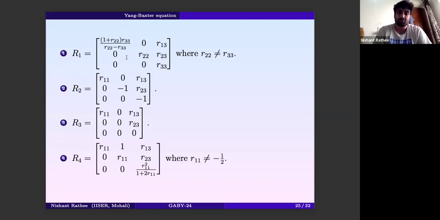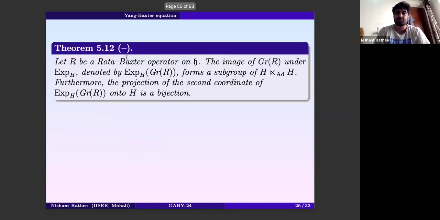Okay. So now we have completed our one task, that we have computed all the Rota-Baxter operators over the Heisenberg Lie algebra. This is just a direct computation. So now the fun part. Suppose you have a Rota-Baxter operator R on the Heisenberg Lie algebra, and graph R. Of course, graph R is a sub-Lie algebra of the semi-direct product, we know. And then we can send this Lie sub-algebra to the semi-direct product Lie group using the exponential map, and that's why we have calculated the exponential map.